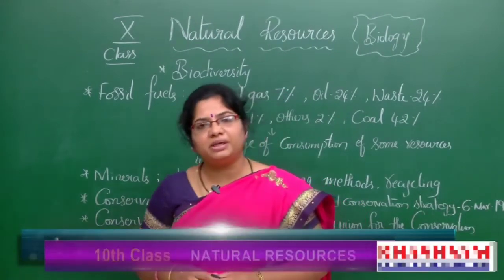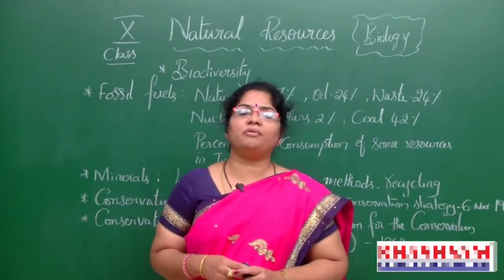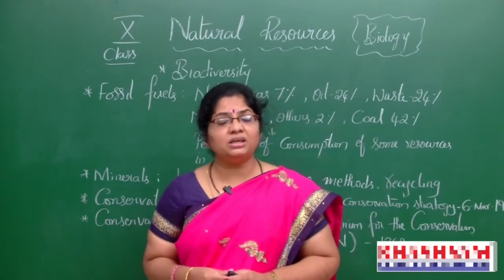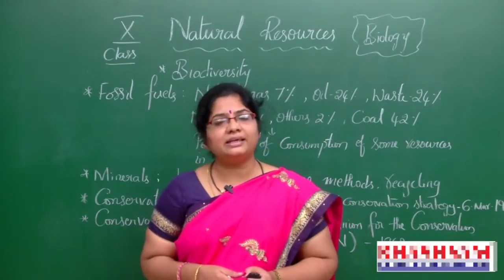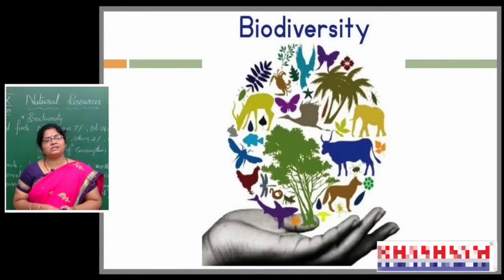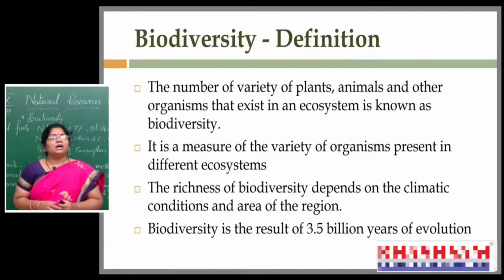So biodiversity means variety and variability of living forms on earth. See here on screen the definition of biodiversity. You are seeing different kinds of organisms, living forms. The number of varieties of plants, animals and other organisms that exist in an ecosystem is known as biodiversity. Different kinds of plants and animals are present, microbes are also present, all of these exist in an ecosystem, and that is what we consider as biodiversity.